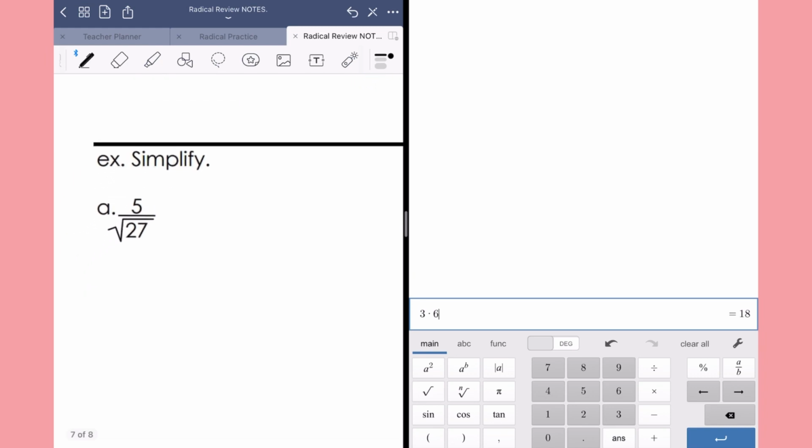This one, 5 divided by the square root of 27. So this is illegal. We cannot have a square root in the denominator. Let's rationalize it. So we want to multiply by that same square root in the numerator and in the denominator. Okay, multiply across. 5 is not a square root, so we cannot multiply it, but we can stick it together there. And then in the bottom, we have the square root of 27 times 27. What is that? It's a big number.